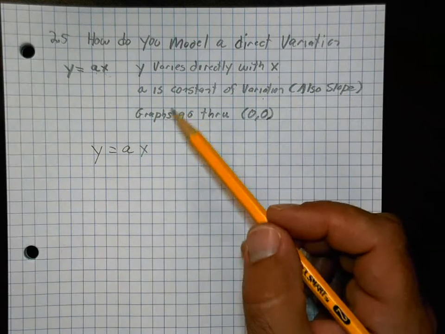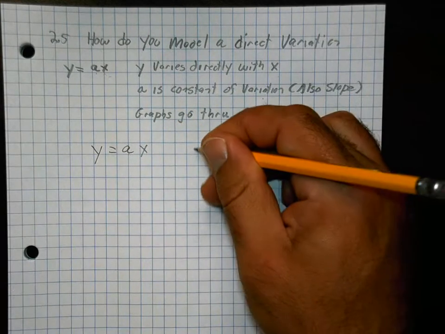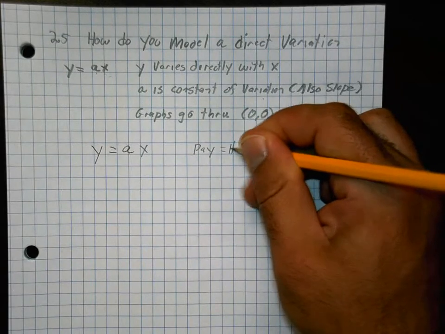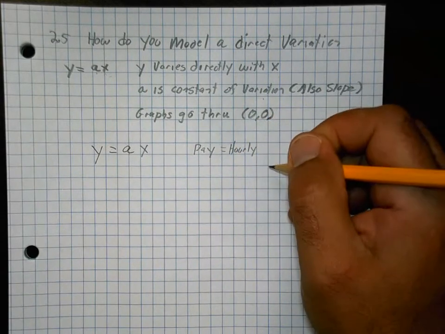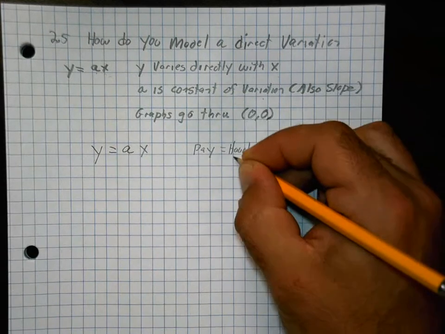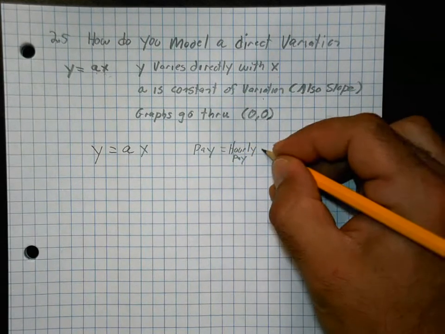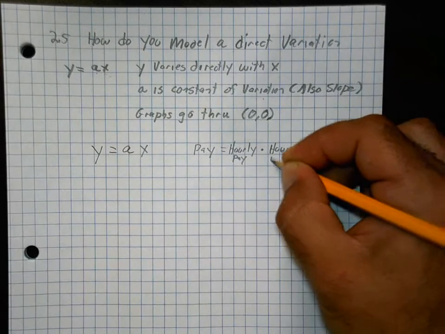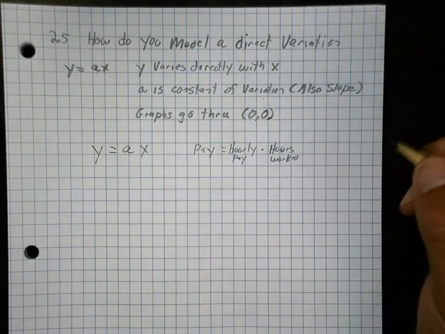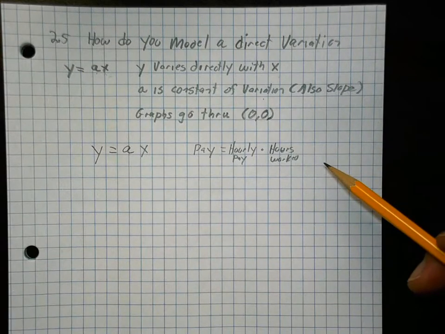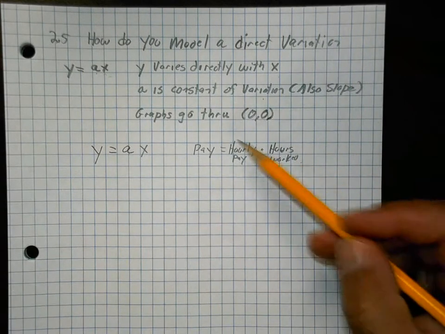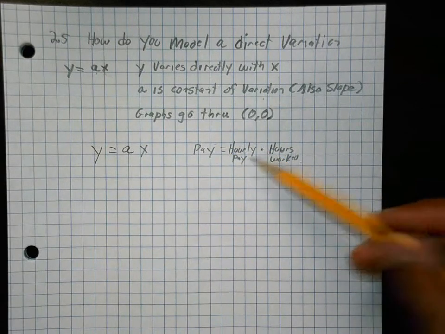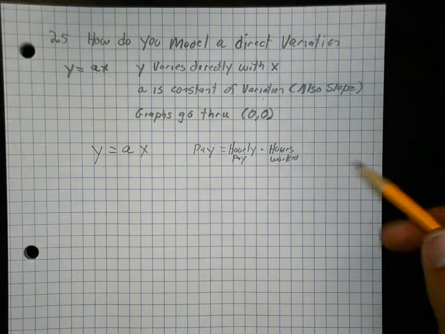Your wage typically varies directly. So your pay equals your hourly pay times the hours worked. So pay varies directly with hours worked. The more hours I work, the bigger my paycheck is. Your hourly wage doesn't change.